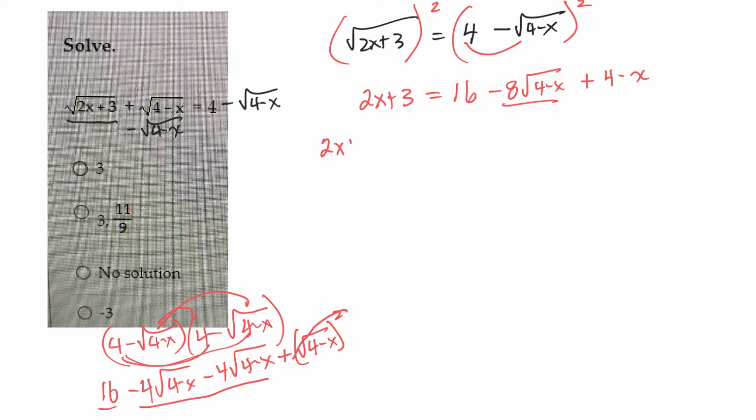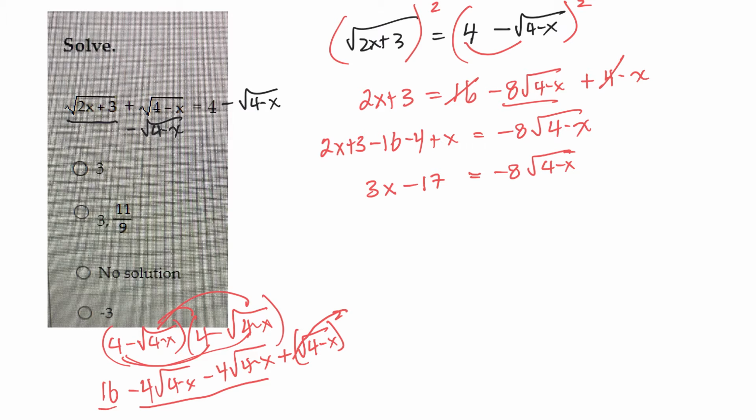Okay, so let's gather things. I'll have 2x plus 3. I'll subtract 16, get that out of there. I'll subtract a 4, get that out of there. And I'll add an x. And that's equal to negative 8 root 4 minus x. So again, what I'm trying to do is isolate the square root sign. On this side I have 3x, and then 3 take away 16 is negative 13, minus 4 is negative 17, I think, is equal to negative 8 root 4 minus x. Oh, that one does not look pretty at all.